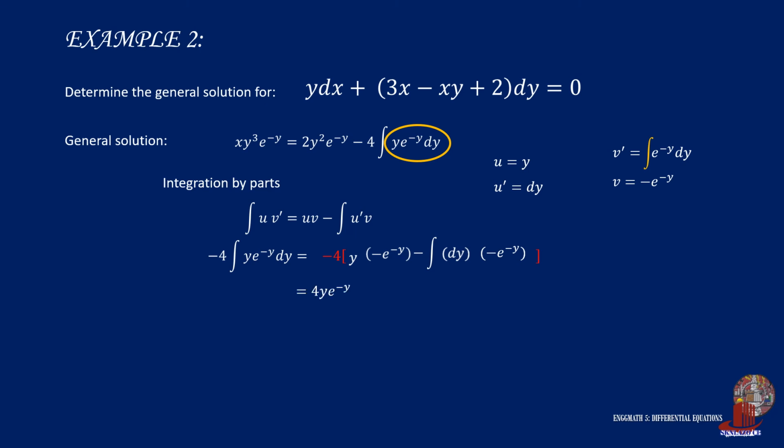Simplify both terms to make 4y times e raised to negative y plus 4 times the integral of negative e raised to negative y times dy. Now the integral of negative e raised to negative y is determined, so we get 4y times e raised to negative y plus 4 times e raised to negative y.